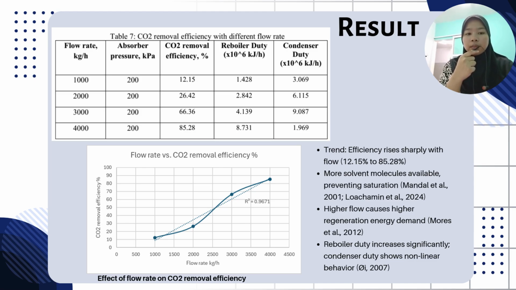To summarize, absorber pressure enhances capture efficiency by improving mass transfer, while lean amine flow rate has a stronger effect on efficiency but significantly increases energy demand. The key takeaway is that optimization requires balancing high carbon dioxide removal efficiency with acceptable energy consumption. This balance is critical for designing sustainable amine-based carbon dioxide capture systems.